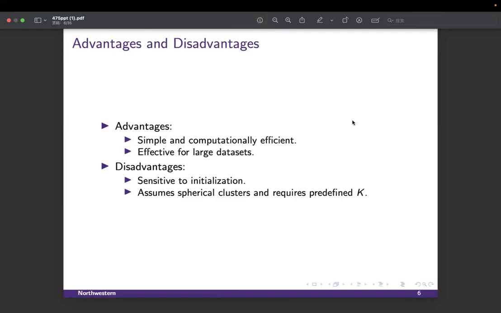K-means has two advantages and disadvantages. The advantages are that it is simple and computationally efficient, and it is effective for large data sets. However, it is sensitive to the initialization, and it assumes spherical clusters and requires a predefined K.